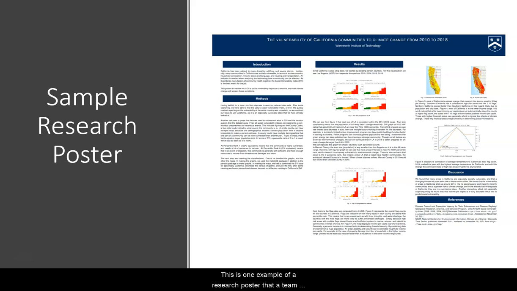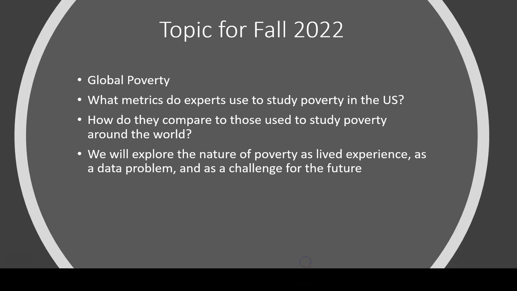This is one example of a research poster that a team of students did. I blocked out their names for confidentiality, but this was their poster at the end of the semester. You can see the data visualizations that they created, so those 3 charts. They also made some maps using GIS software that you can see in the upper right-hand corner. So for a first semester project, this is what we were working on.